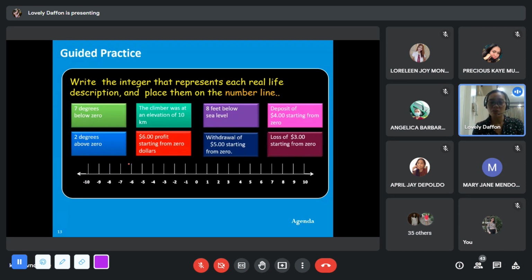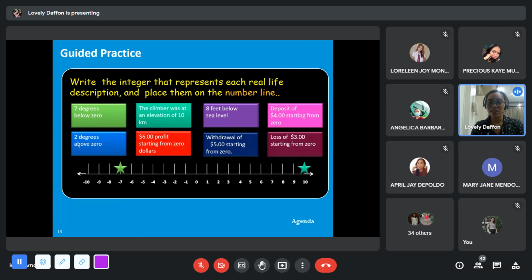For example, you might have a long number line on your blackboard, and you give each of your students one star, a double-sided one that can be stuck on. Then you call a student and say, okay, 7 degrees below zero. The student sticks it there. So that is negative 7.